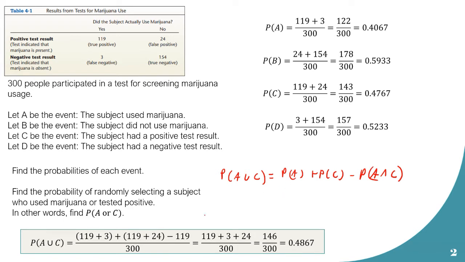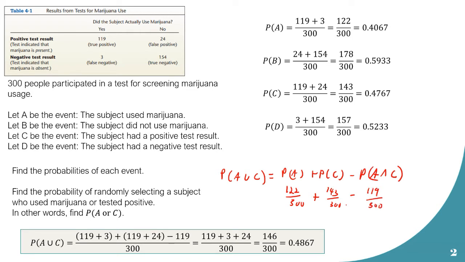119 plus 3, that's 122 over 300, and the probability of C is 143. We have already found these here. 143 over 300. And then the probability of A and C, well, that's the probability of having used marijuana and having a positive test result. So that's this number here, 119. So you see how it works out.